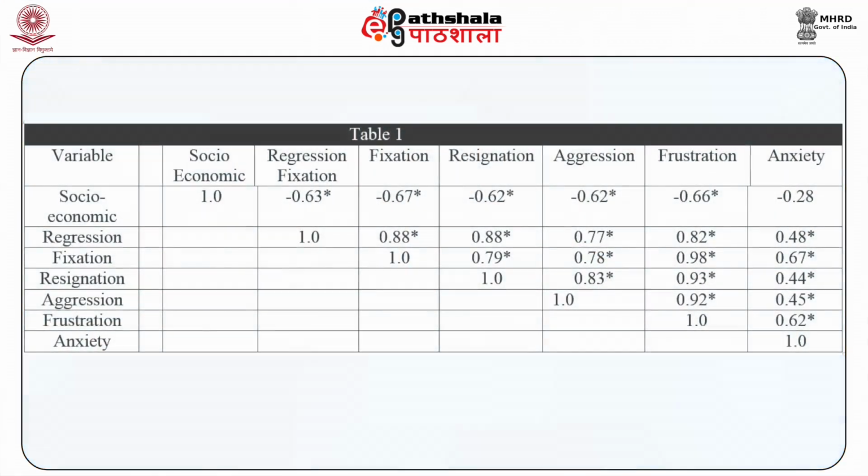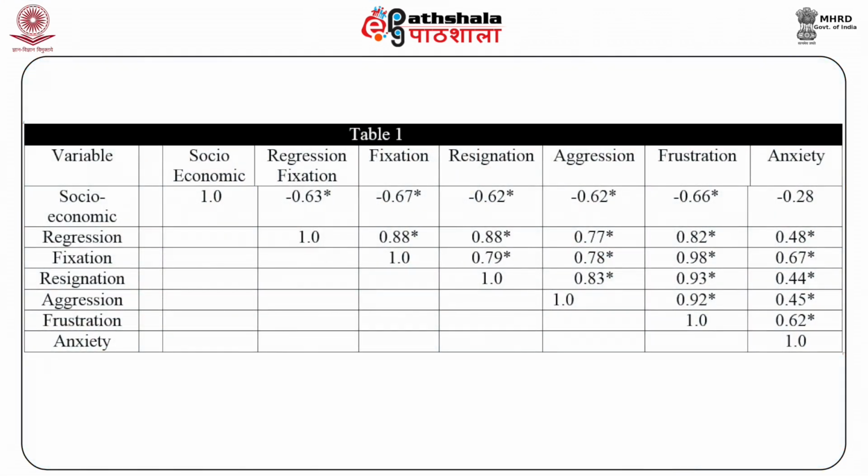Results, interpretation and discussion. Before the factor analysis was carried out, the product moment coefficients of correlation for all the 7 variables were computed and displayed in a 7 by 7 matrix. The 7 variables were socioeconomic status, regression, fixation, resignation, aggression, frustration and anxiety.